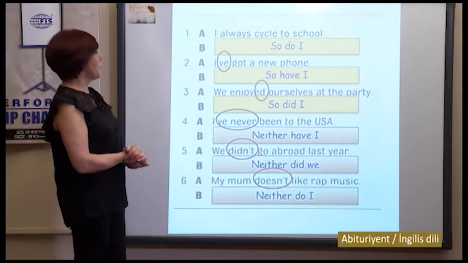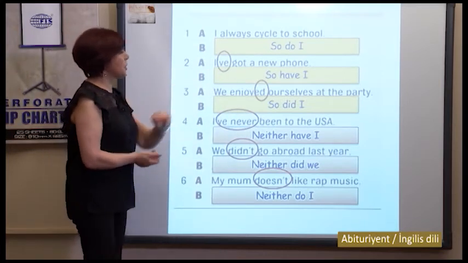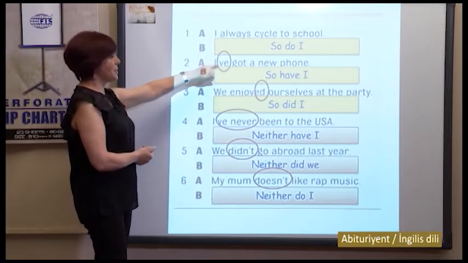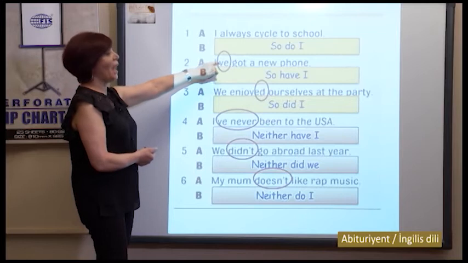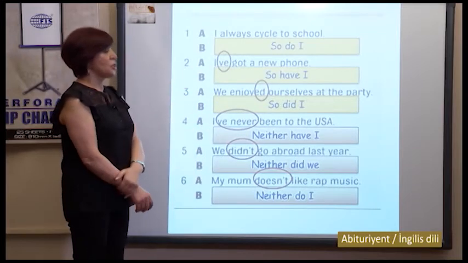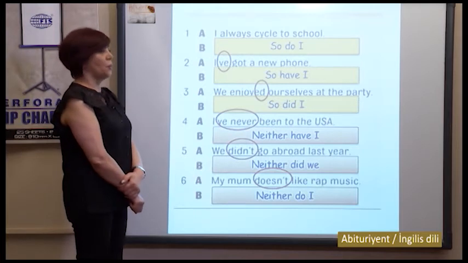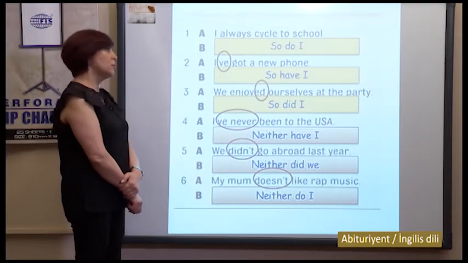The second, A says, we have got a new phone. It is in present perfect and its auxiliary here is have. And B says, so have I, or I have got a new phone too, or me too.